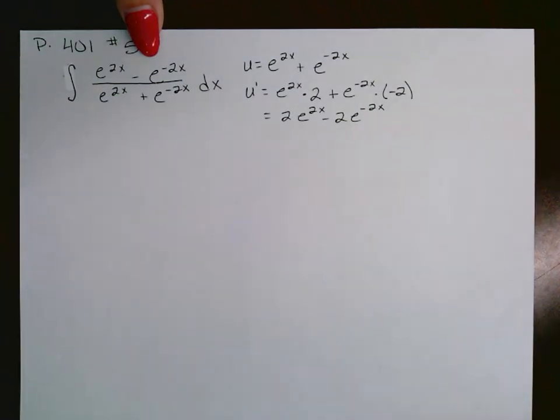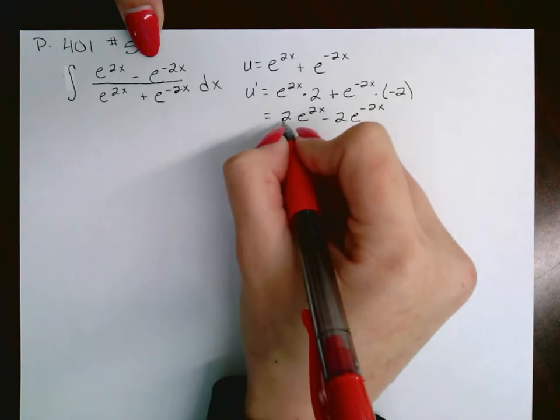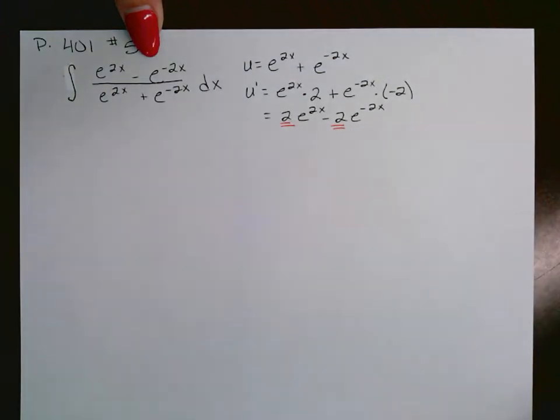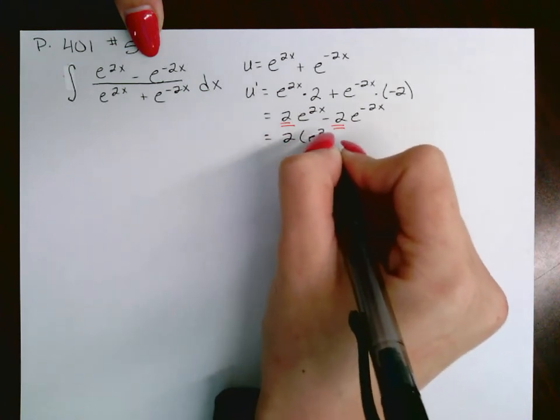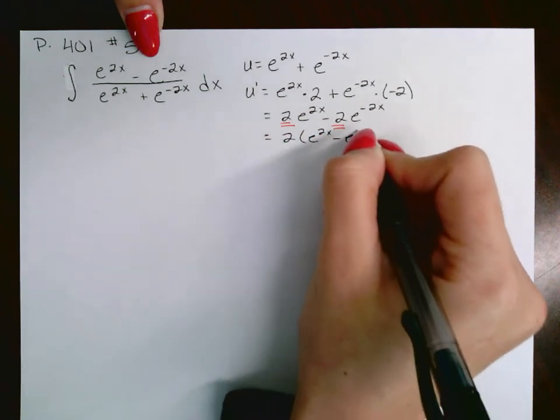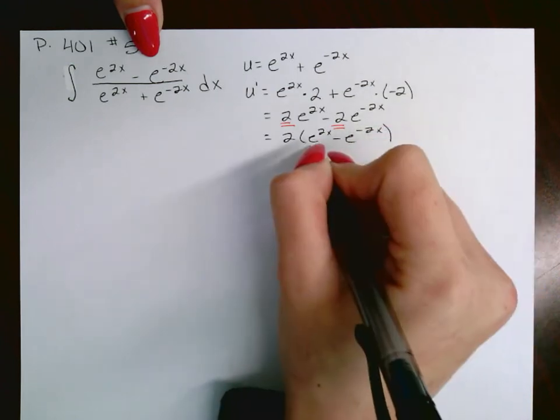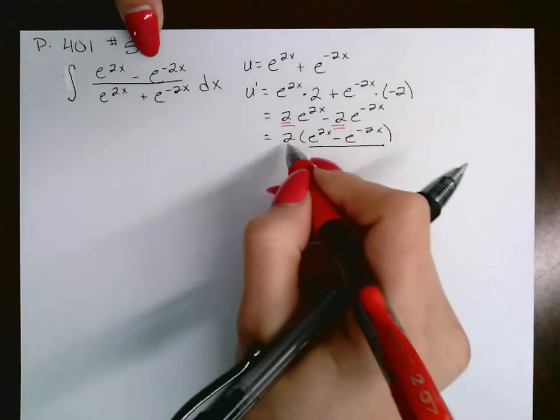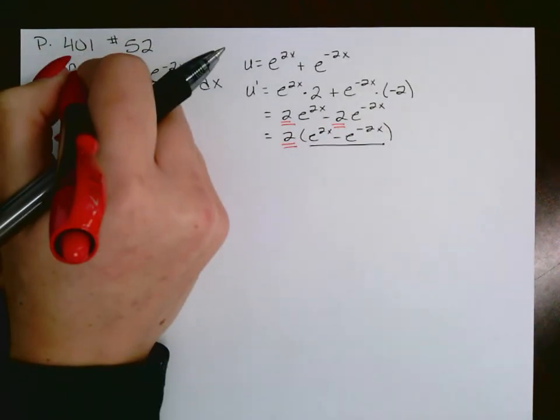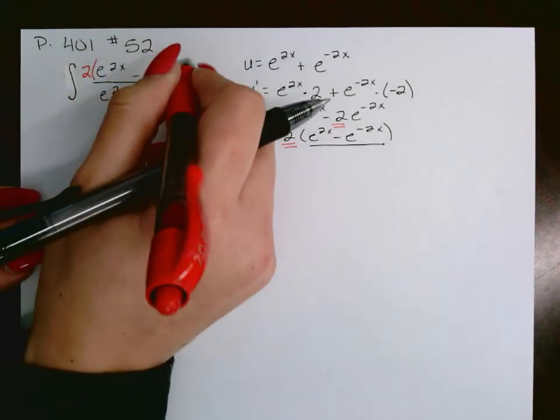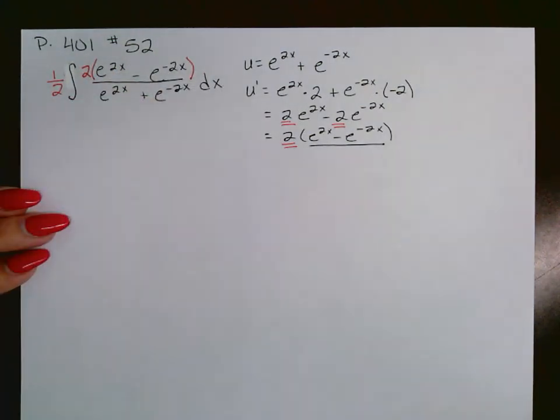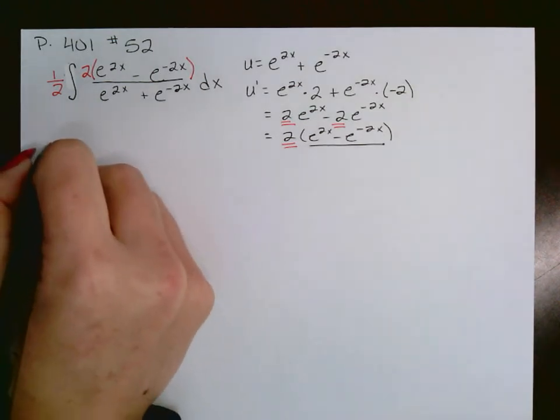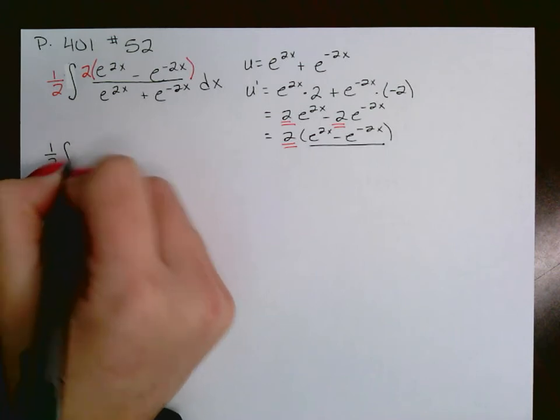I'm missing a 2. So again, I'm just going to do some rewrites, so hopefully it helps your eyes. These 2's I could technically take out and say 2 times e to the 2x minus e to the negative 2x. And now I see what I have in my numerator, and I'm seeing that I'm missing the 2. So if I'm missing a 2 in the numerator, what do I need to put on the outside? A 1/2.